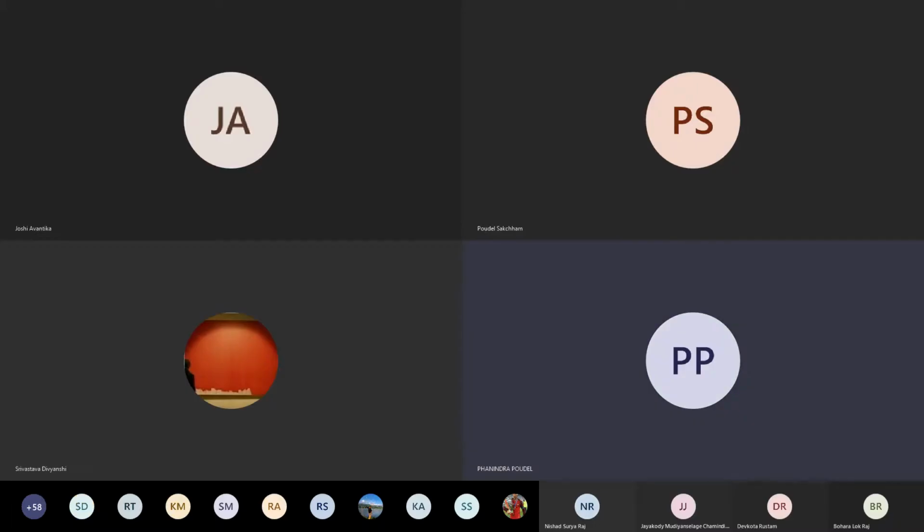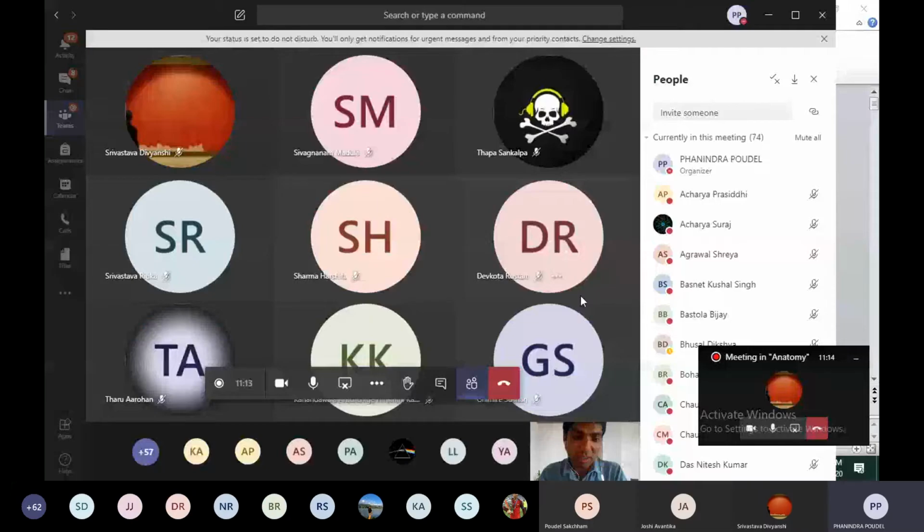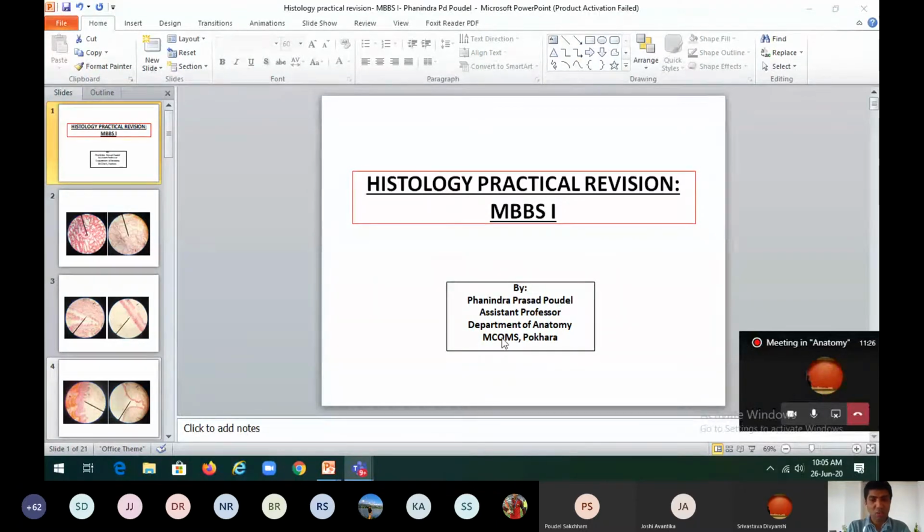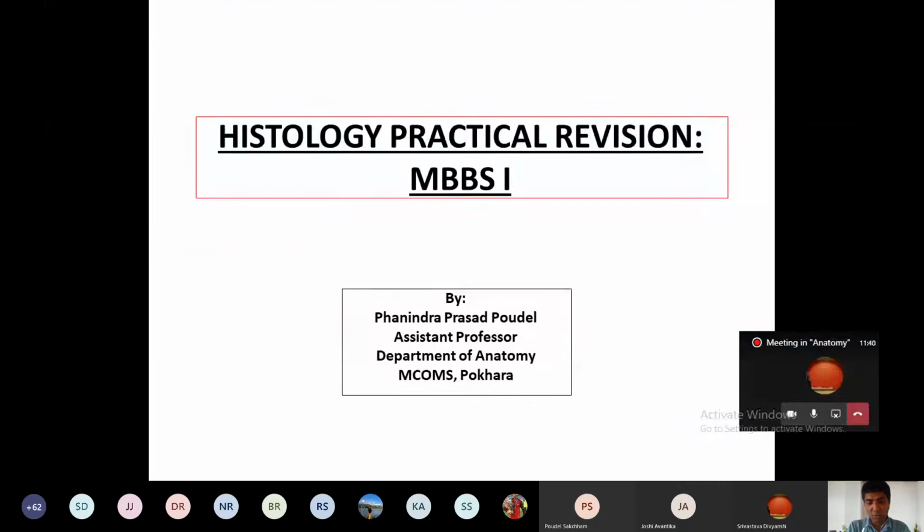Okay, so today we are discussing the histology practical revision, which we have done in the first MBBS, in the first semester and second semester, which will be asked in the first MBBS practical examination from the portion of the histology. Okay, so here I'll show you the slides which are prepared by taking photos of the sections which we have here in the Department of Anatomy.